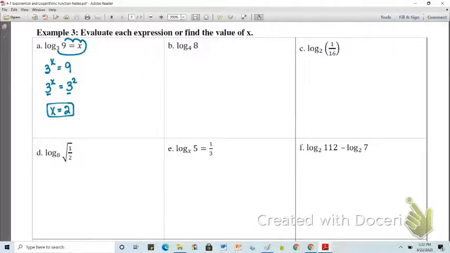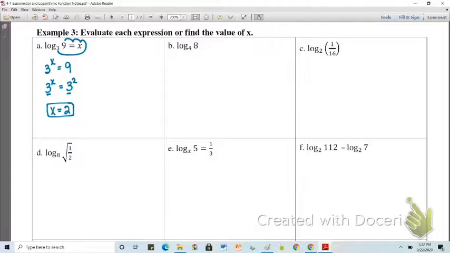Now where I eventually want you to get is that you can look at it and tell me that answer is 2. Because what I'm asking myself in my head is 3 raised to what power gets me 9? That's what I'm trying to figure out.